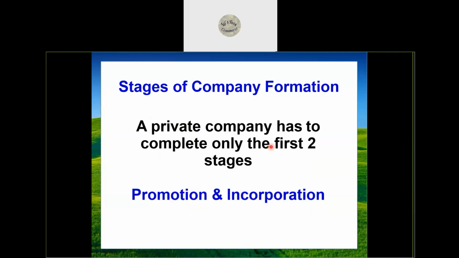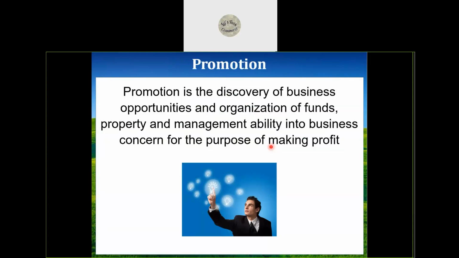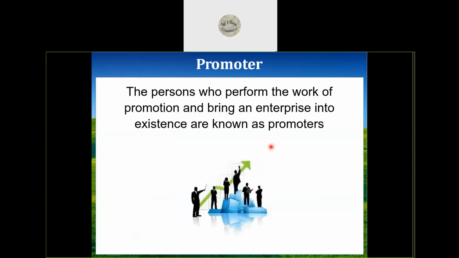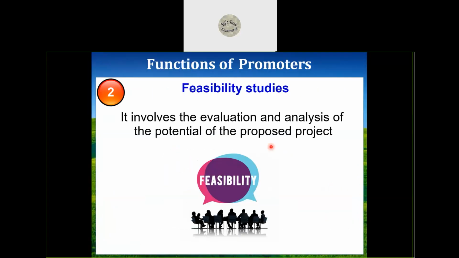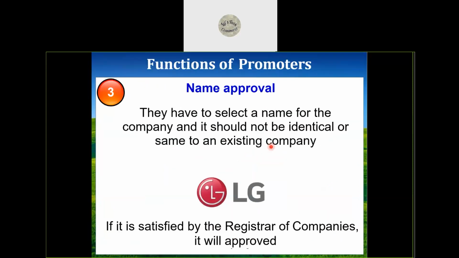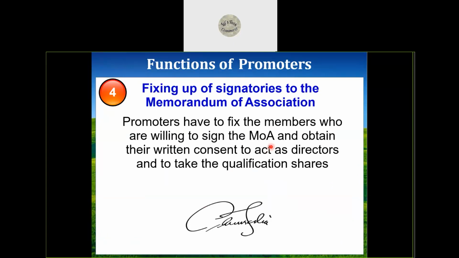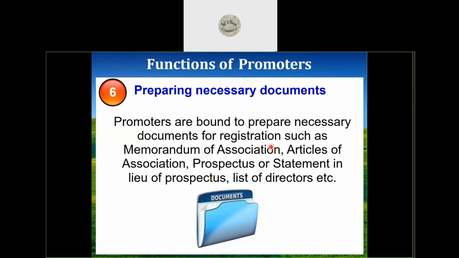We have studied the first stage. The first stage is of the promotion stage. In the promotion stage, what we are doing first, we are identifying the business opportunity. In the second step, we are doing the testing, feasibility studies, and then we are getting the name approved in the third step, not stage. In the 4th step, in the promotion stage, we are fixing up signatories to the MOA. In the 5th step, we are appointing the professionals. In the 6th step, we are preparing the necessary documents.